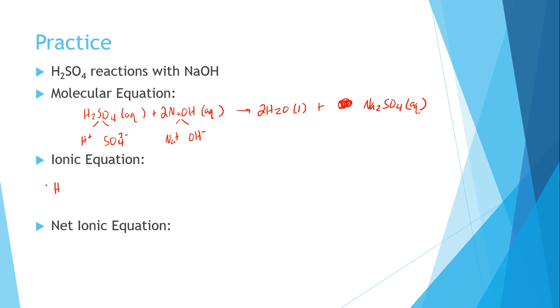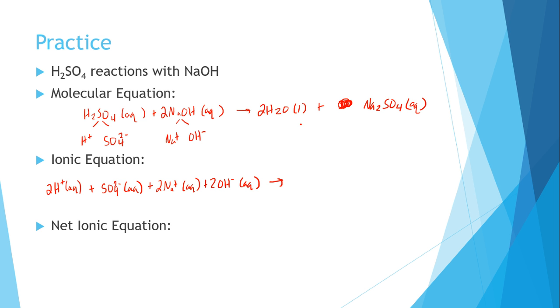We got a H plus ion. That 2 does not belong, so it comes out front. And we have an SO4 2 negative ion. This is going to split as well because we just checked that's a strong base. The 2 goes to both of them, so 2 Na plus ion plus 2 hydroxide ions.